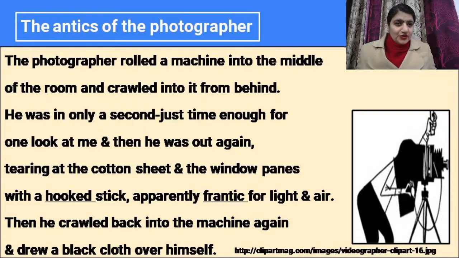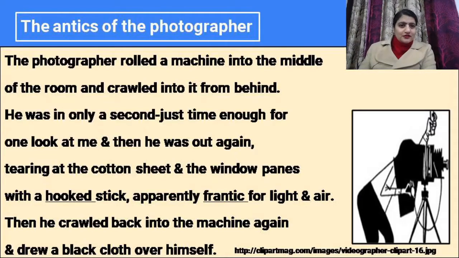Now, here he has very wittily and humorously painted a caricature of the photographer. Like he brought his paraphernalia, the camera on the tripod, the machine, into the center. Then he went into the lens to have a look at the narrator's face, and the next moment he again came out and felt that there was little light and air, and desperately disturbed, he tried to draw in more light by removing the fabric from the window panes. And again he crawls back into the machine and covers himself with a black cloth.